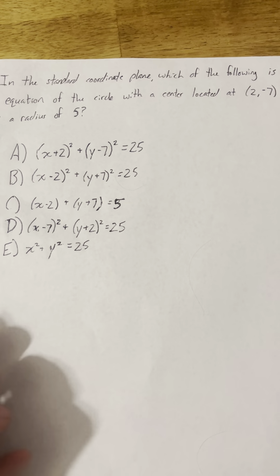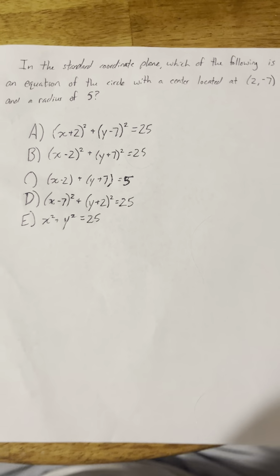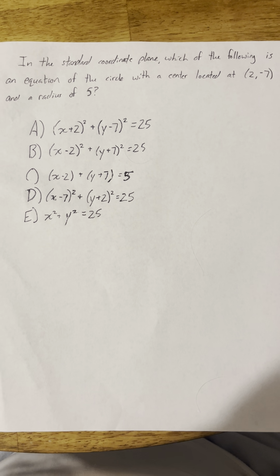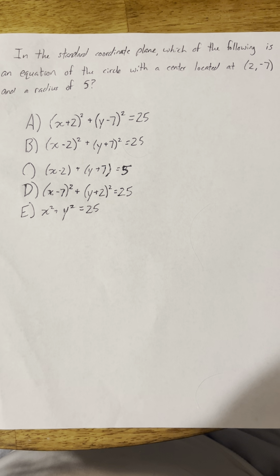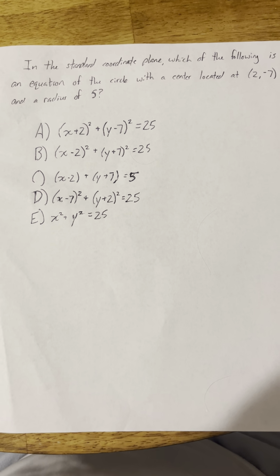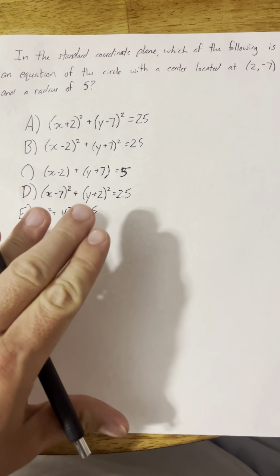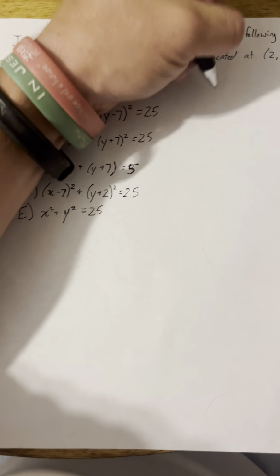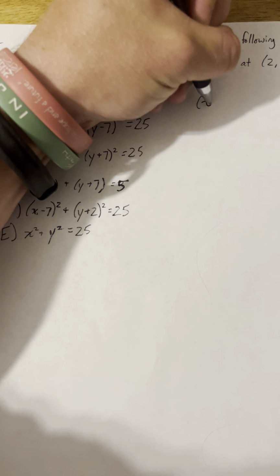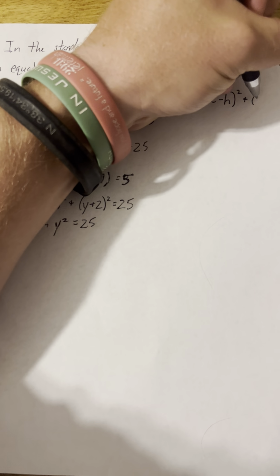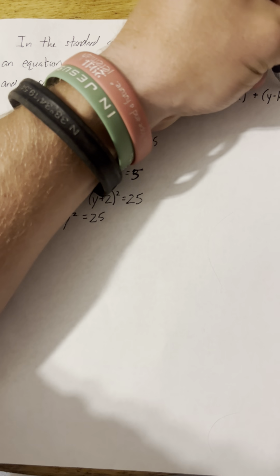Okay, let's look at another equation of a circle problem. This says, in the standard coordinate plane, which of the following is an equation of the circle with a center located at (2, -7) and a radius of 5? So once again, this is a very, very easy problem as long as you know your equation of a circle formula, which is, again, (x - h)² + (y - k)² = r².